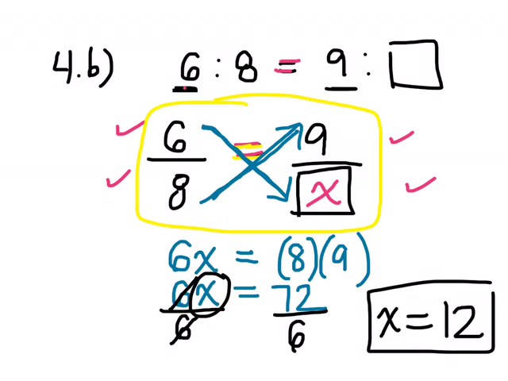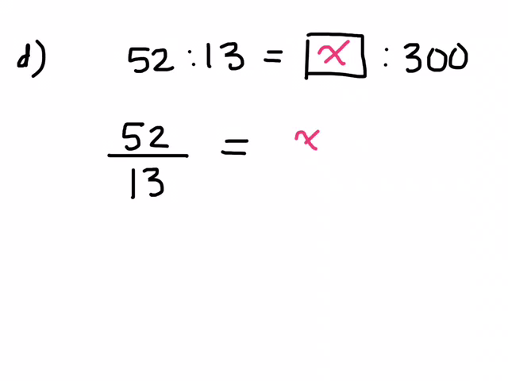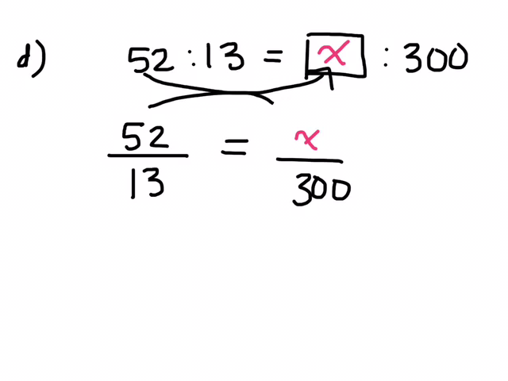Okay, does that method seem a little easier? Try one on your own. 52 over 13 equals what? X. This is the unknown, X. Okay, out of 300. You cannot write 52 over 13 equals 300 out of X. That's the incorrect order. You have to go in order. First terms first, and then the second terms, okay? So it has to be written in order.